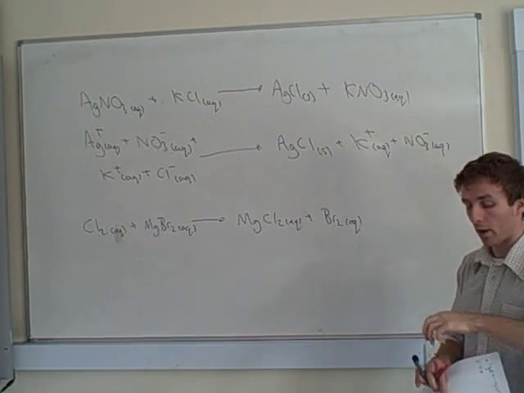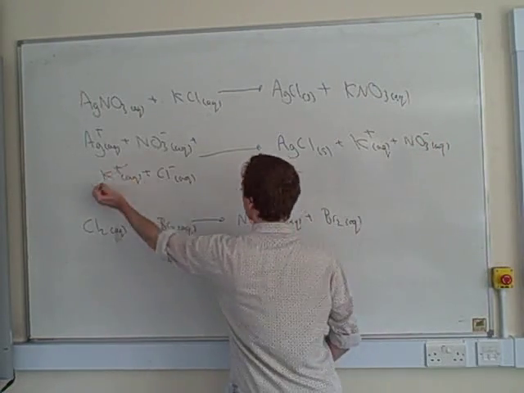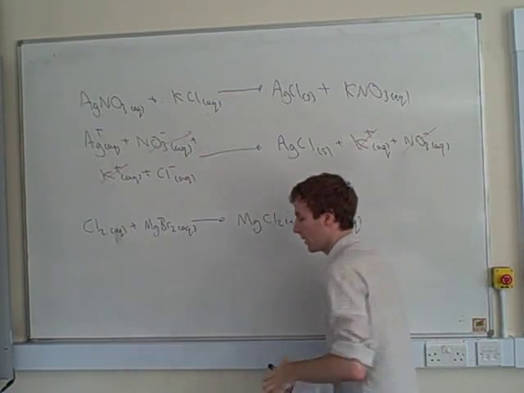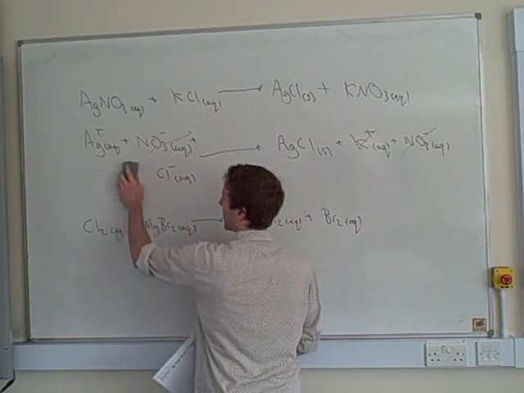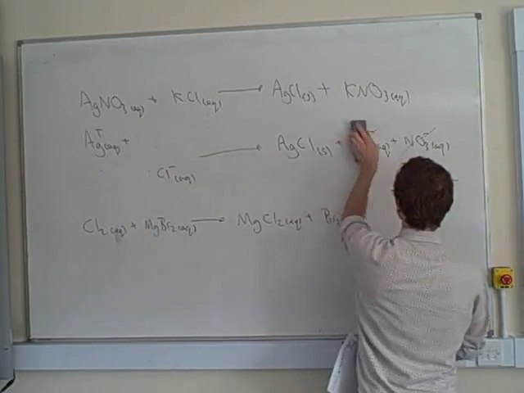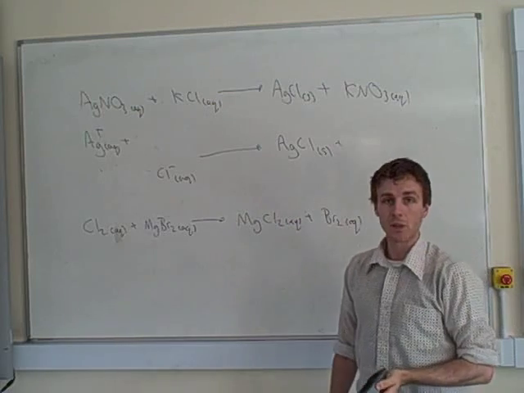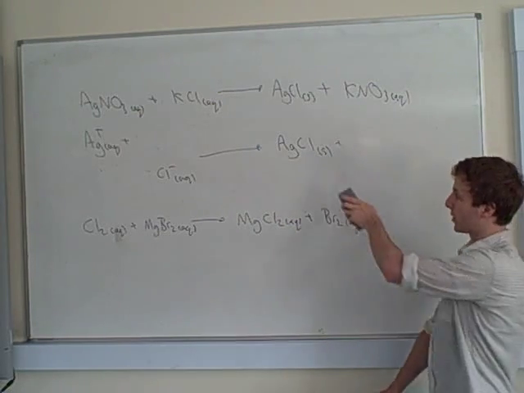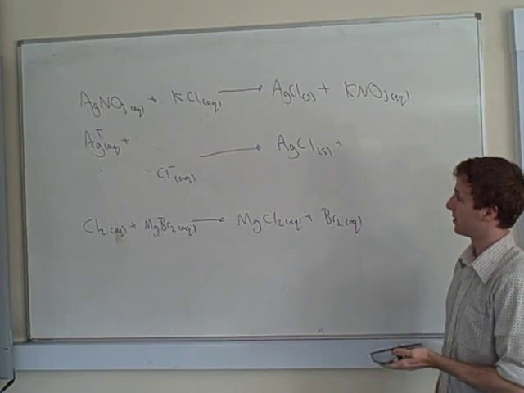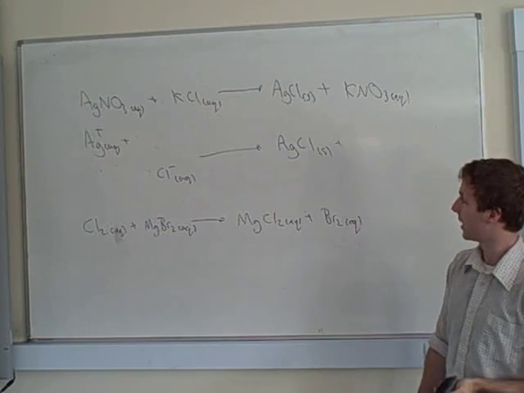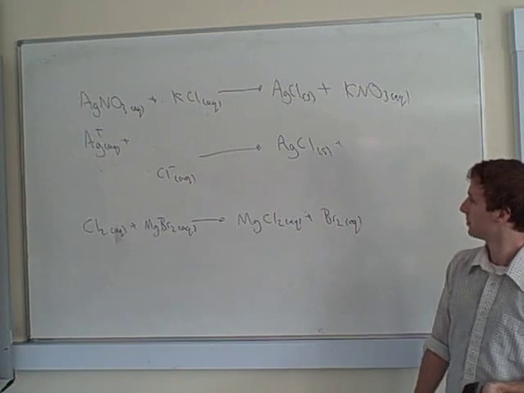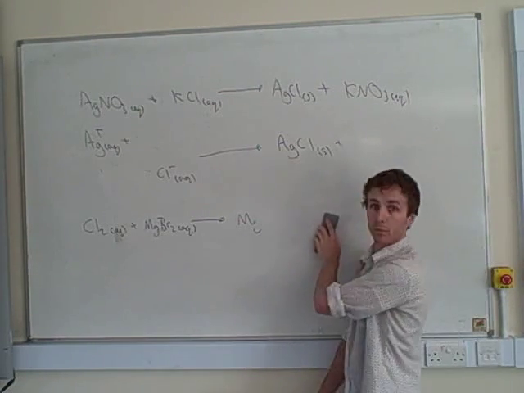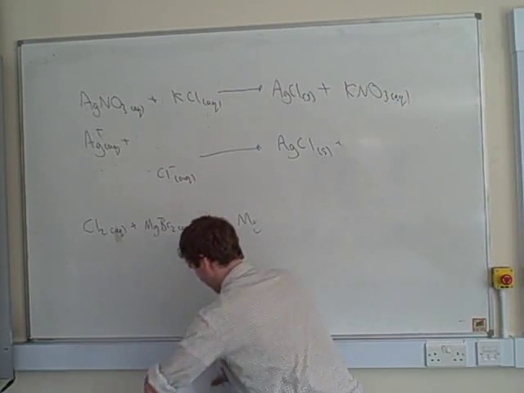Okay, just like before, I'm going to cancel my ions out. So K plus with K plus, NO3 minus with NO3 minus. Rewrite it without my cancelled out stuff. And what am I left with? Ag plus and Cl minus goes to AgCl solid, and we'd call this a precipitate. This would be a solid precipitate, a white precipitate. I'm rubbing this off now as well.